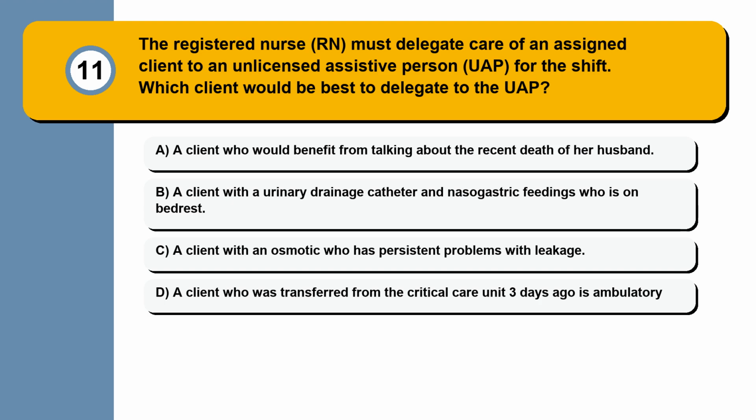Question 11. The registered nurse, RN, must delegate care of an assigned client to an unlicensed assistive person, UAP, for the shift. Which client would be best to delegate to the UAP? A client who would benefit from talking about the recent death of her husband. A client with a urinary drainage catheter and nasogastric feedings who is on bed rest. A client with an ostomy who has persistent problems with leakage. A client who was transferred from the critical care unit 3 days ago and is ambulatory.